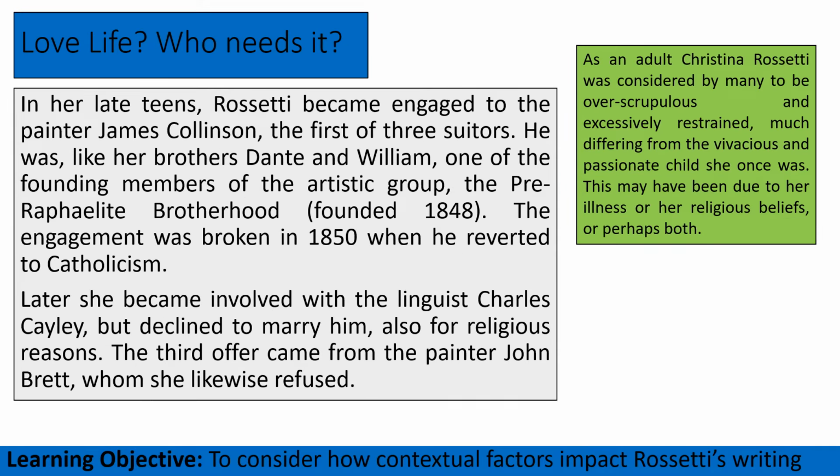So Rossetti had a troubled love life. In her late teens, Rossetti became engaged to the painter James Collinson. He was the first of 3 suitors and was a founding member of the Pre-Raphaelite Brotherhood, like her brothers Dante and William. They, however, broke up their engagement in 1850 when Collinson reverted back to Catholicism. So he went back to the religion that he had previously been before the pre-Raphaelites.